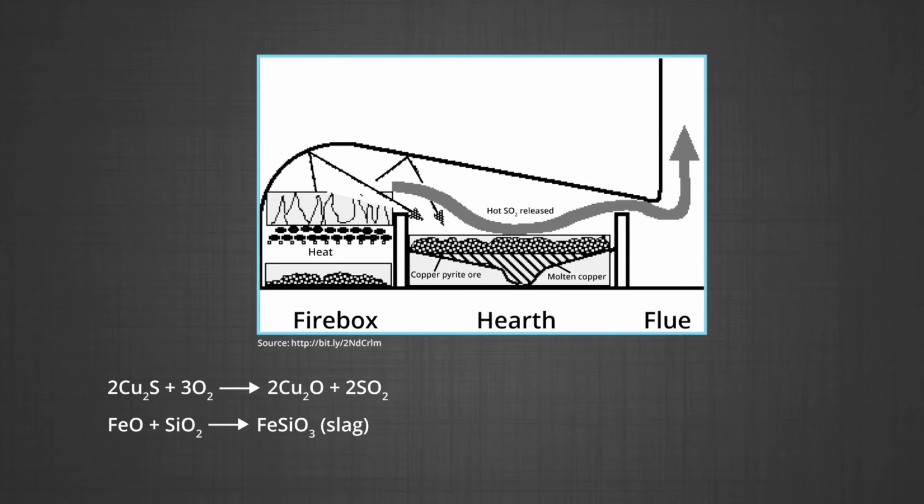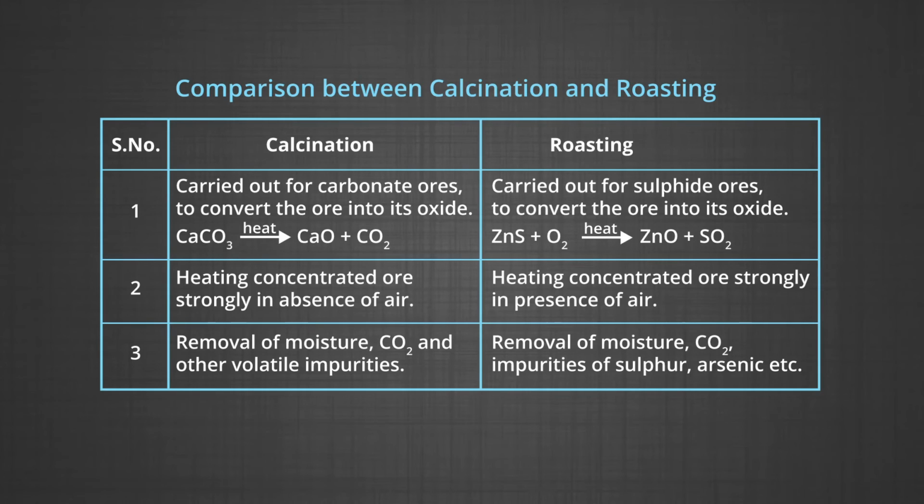The sulphide ores of copper are heated in a reverberatory furnace. If the ore contains iron, it is mixed with silica before heating. Iron oxide forms iron silicate, that is slag, and copper is produced in the form of copper matte, which contains copper sulphide and iron sulphide. The sulfur dioxide produced is utilized for manufacture of sulfuric acid. The comparison between calcination and roasting can be seen in the table.